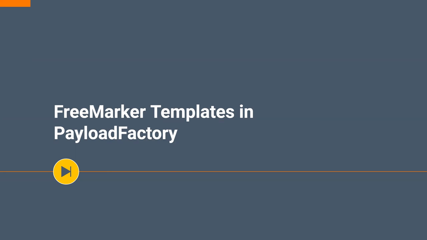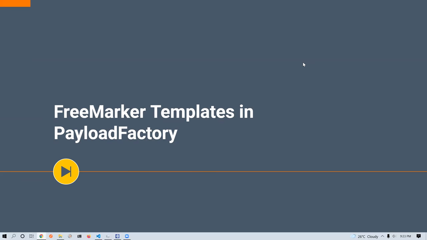If we talk about the Payload Factory Mediator, it was here even before MI 4.0. The main purpose of the Payload Factory Mediator was to create payloads. Anywhere in the mediation flow, we can create new payloads using the Payload Factory Mediator. It wasn't used much for transformations previously, but in MI 4.0, to cater to complex types of transformations, we introduced FreeMarker templating support into the Payload Factory Mediator.